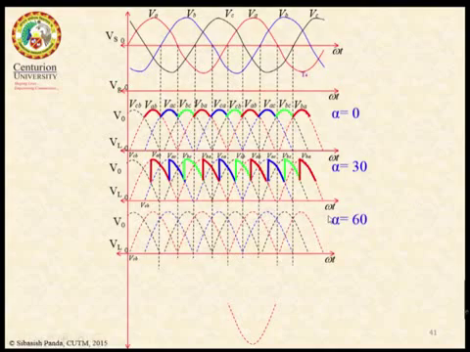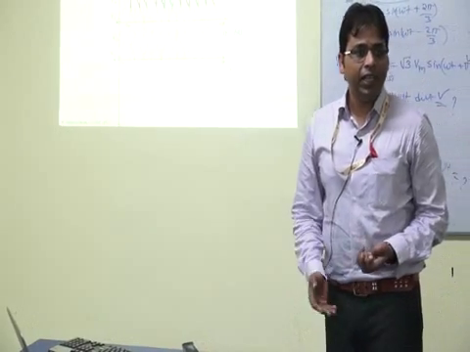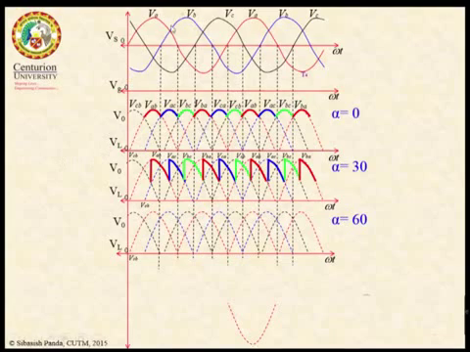Now alpha equal to 60 means omega t is equal to how much? Omega t definitely is 120 degree. So here is my 120 degree. I will start my conduction. I will fire my thyristor T1 at this instant, 120 degree. From this instant it will follow VAB.